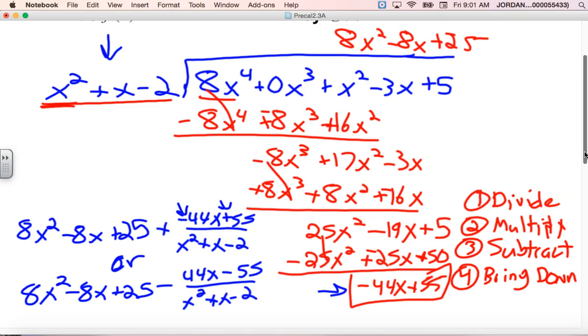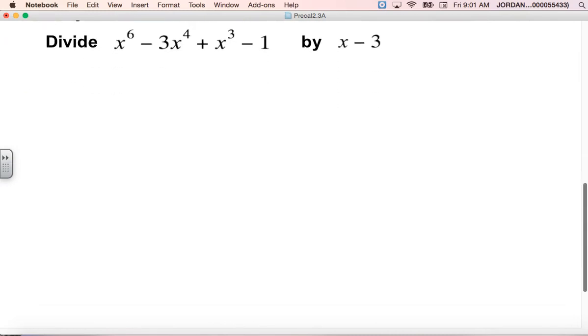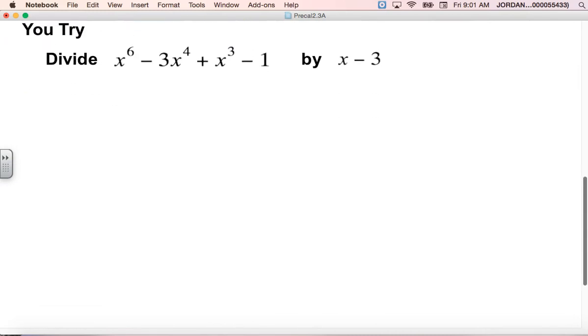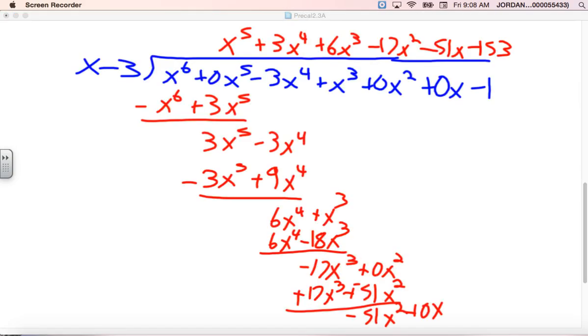Okay, so go ahead and pause the video and try the one down here by yourself, and then we'll go over it. All right, guys, so this is a pretty lengthy one, but that's all right because it's good practice. It just gives you a lot of places to make a mistake, so you got to make sure you do each of your steps accurately. Biggest thing to start off with, you got to realize you're missing an x to the 5th term, an x squared term, and an x. You got to put all those in as zeros. 0x to the 5th, 0x squared, 0x.